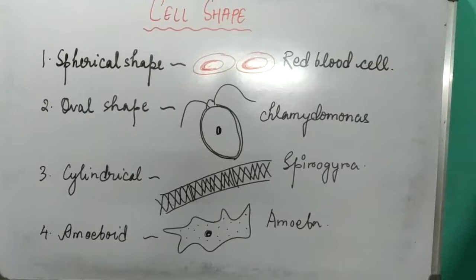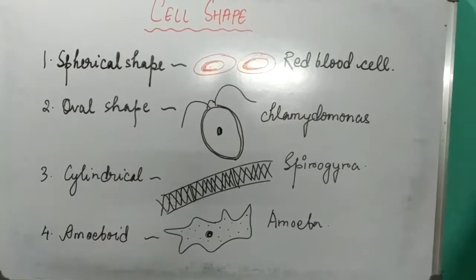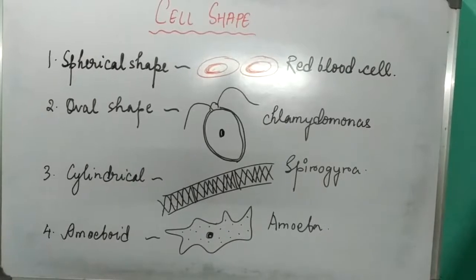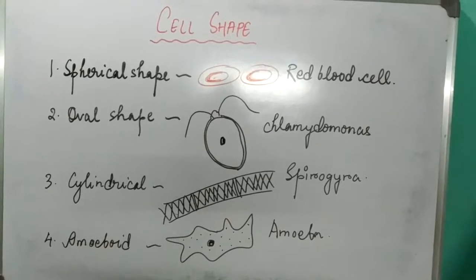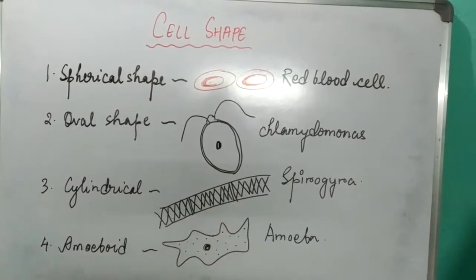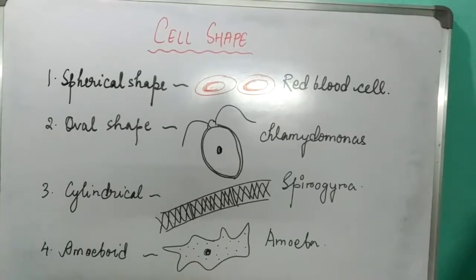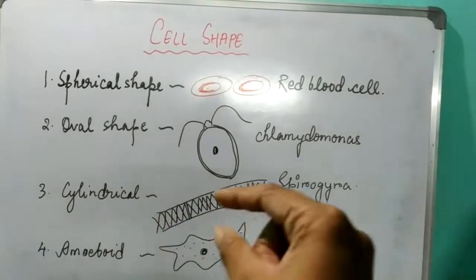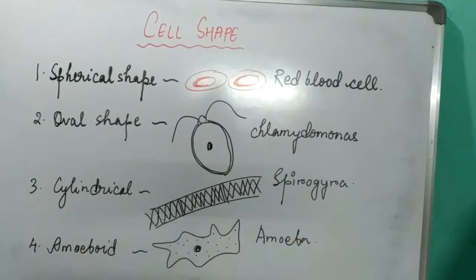Next is Spirogyra, which has a cylindrical shaped cell. If we see it under the microscope, it has a long ribbon like shape, and we can't even imagine that the shape of a cell can be like this. But yes, the shape of a cell can be like this also. It may be cylindrical, like this ribbon. An example of such a cylindrical cell is Spirogyra.